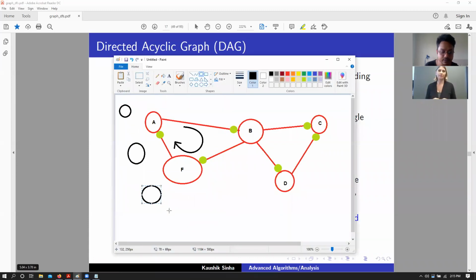Let's say that, and let's forget about these new nodes. Let's say that I run DFS in this particular graph. Would my DFS algorithm work, or would it end up in an infinite loop? Those are the only two possibilities. Would it still work and explore all the nodes, or would it end up in an infinite loop?